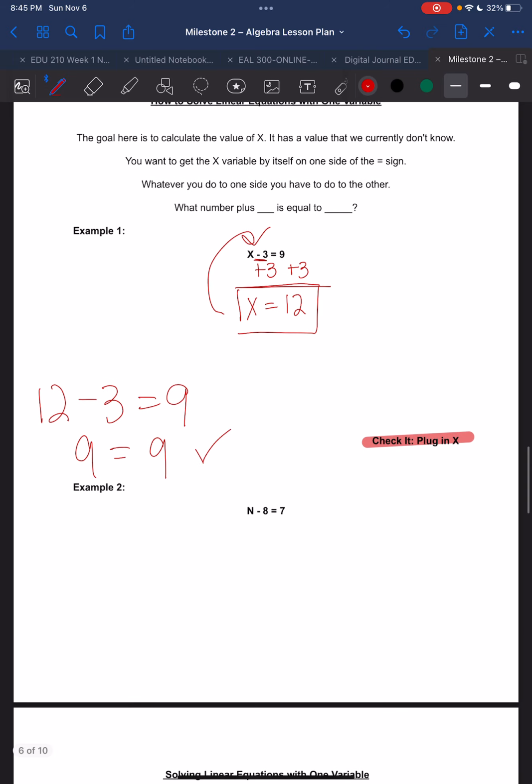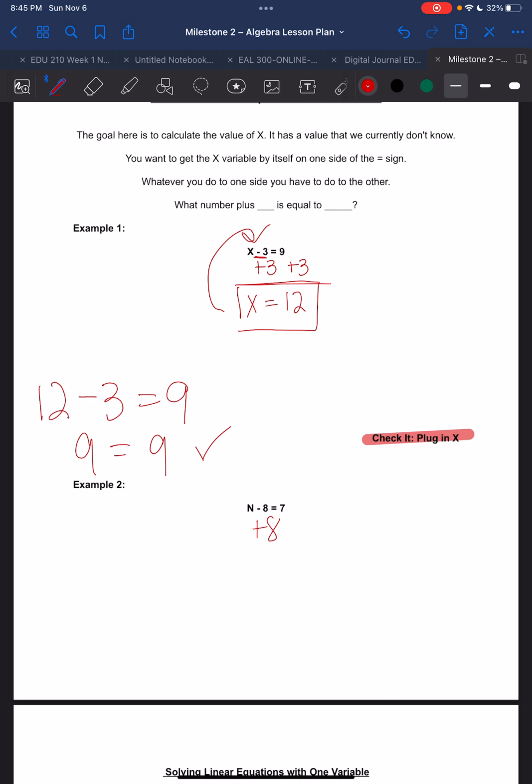Here I have a different kind of variable. This time my variable is not x, but a different letter. Oftentimes you will see variables that are different letters. In this problem we have n minus 8 equals 7. To isolate the variable n, I am going to have to add 8. Whatever I do to one side, I have to do to the other. n equals 7 plus 8, which is 15.